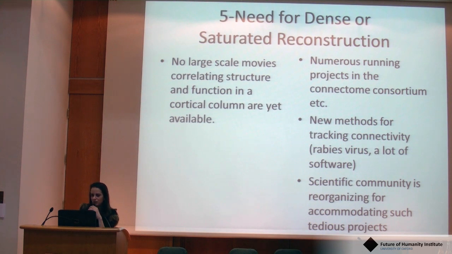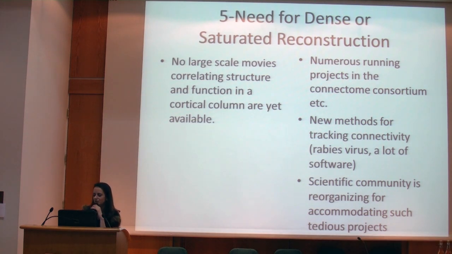So, as I was saying, one would need large-scale movies correlating structure and function in cortical columns. There are many projects running in the Connectome consortium. New methods for tracking connectivity have been found, such as the rabies virus. And most importantly, the scientific community is reorganizing for accommodating such tedious projects. So in fact, tracing entire neurons would mean hundreds and hundreds of hours of work, and it would require actually the work of hundreds of people. So the domain has to reorganize in order to accommodate such projects with so many people.